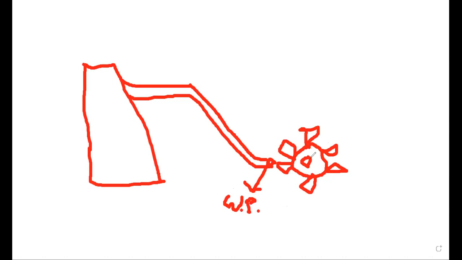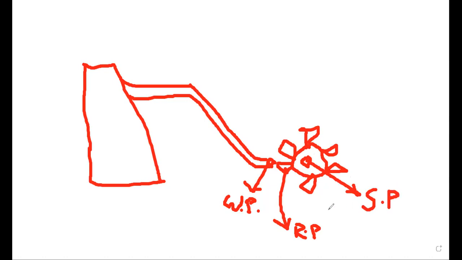Then when this water impinges on the blades of the turbine, this is known as runner power, RP. And at last it is given to the shaft of the turbine, and this shaft starts rotating, so this is known as SP or shaft power.